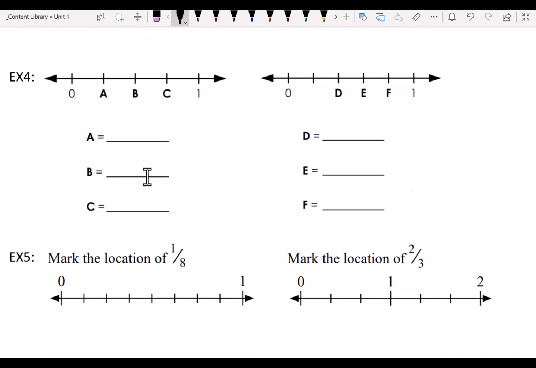Example 4 is going to be a little bit more work. So first we have to figure out how many sections we have. So again, this is the first section, the second, third, fourth. So we have 4 sections. So it's going to be out of 4.